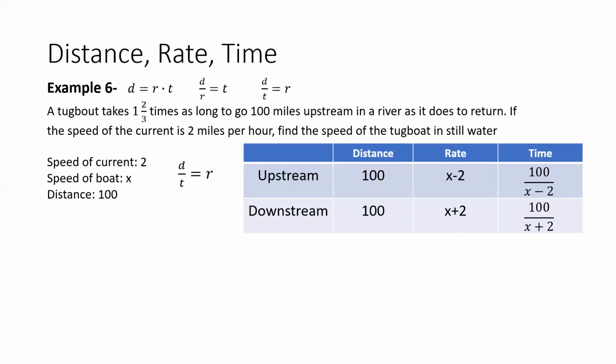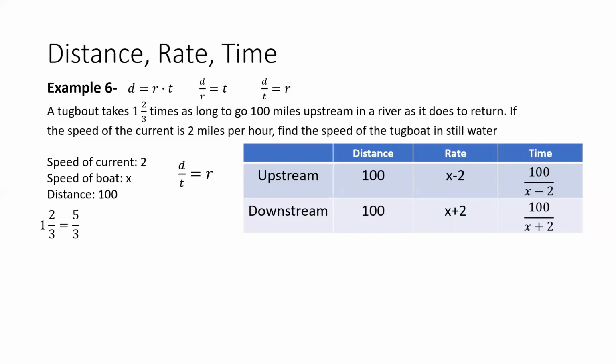And now I can figure out what my time is by doing distance divided by rate, looking at the second equation above. So my distance is 100, my rate is x minus 2 for my upstream, so that's 100 over x minus 2. Very similar reason for the second row. My time for upstream is 100 over x minus 2. My time for downstream is 100 over x plus 2. Hopefully that didn't super confuse a lot of people.